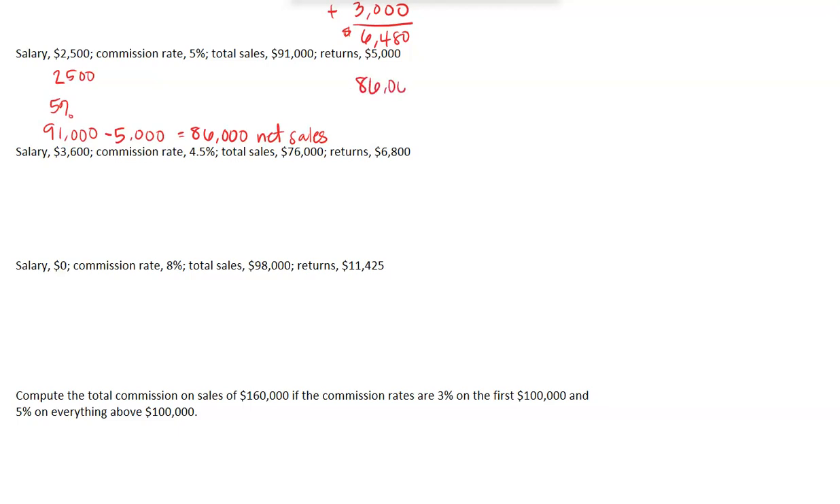So that's $86,000 times 5% or 0.05, which is $4,300. Now that we know the commission amount, we can add that to their base salary of $2,500, and this is going to give me $6,800 as their total pay.